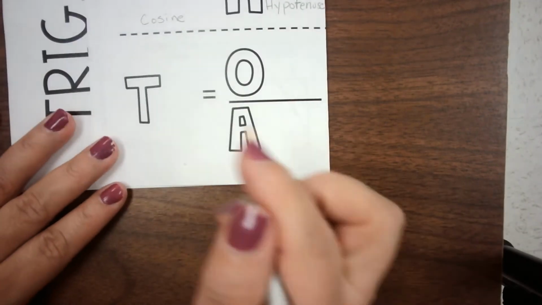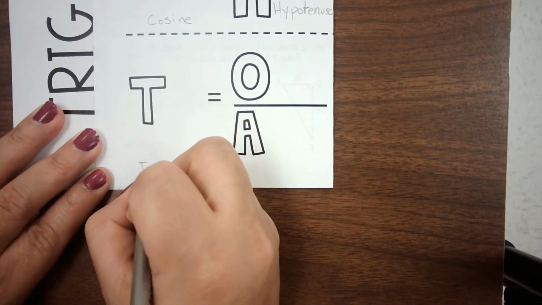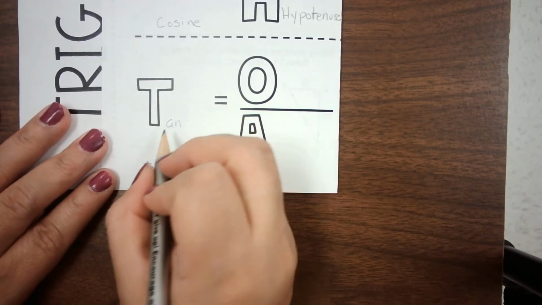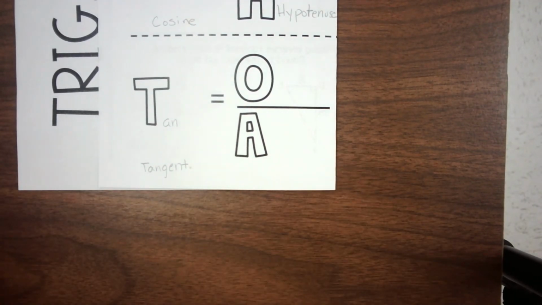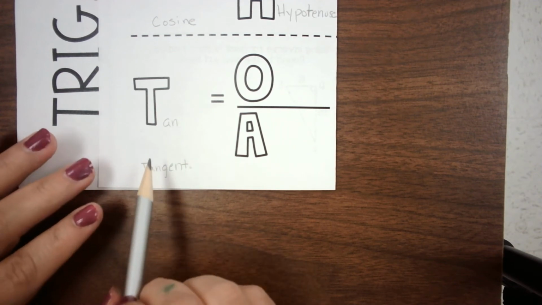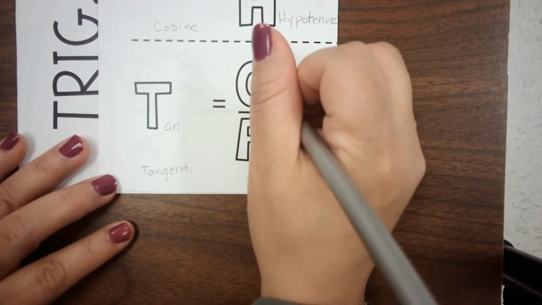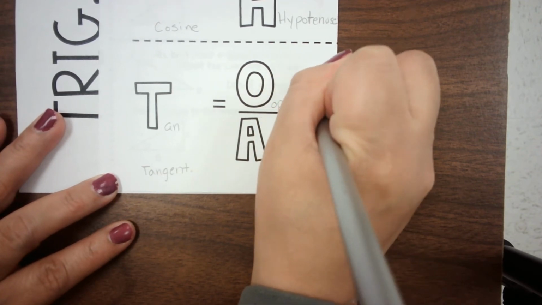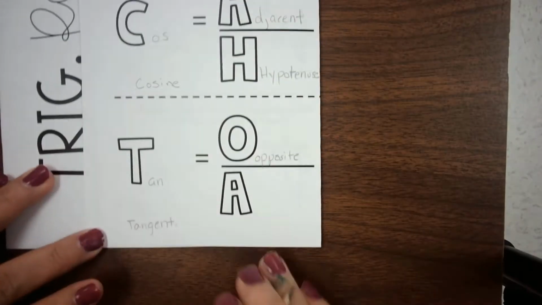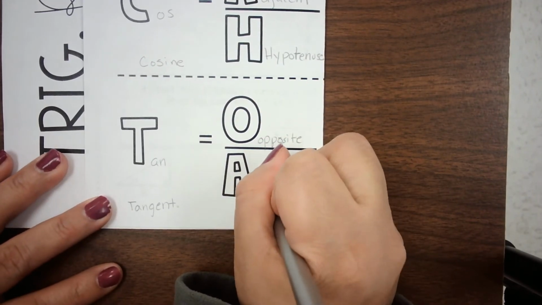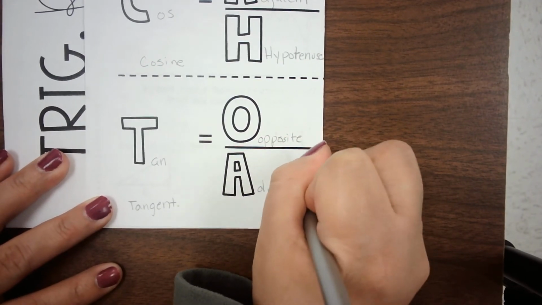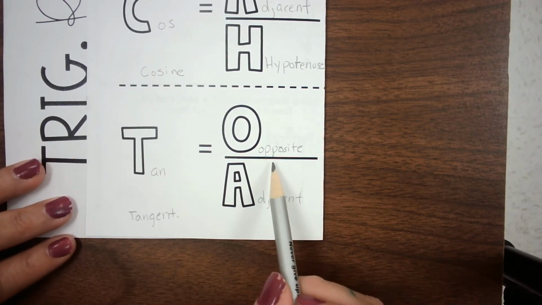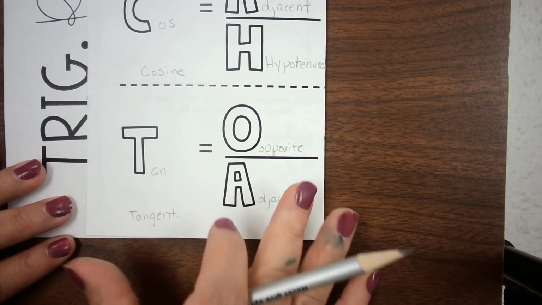And then the last one, it's called tangent. And on tangent, we call it right tan. Don't call it tan, call it tangent, even though it's just written as tan. And the tangent is the opposite over the adjacent. So this ratio means that we're looking at the opposite and the adjacent of the angle given.